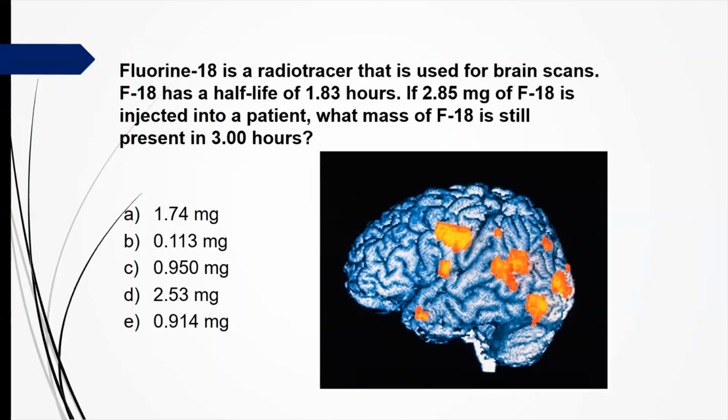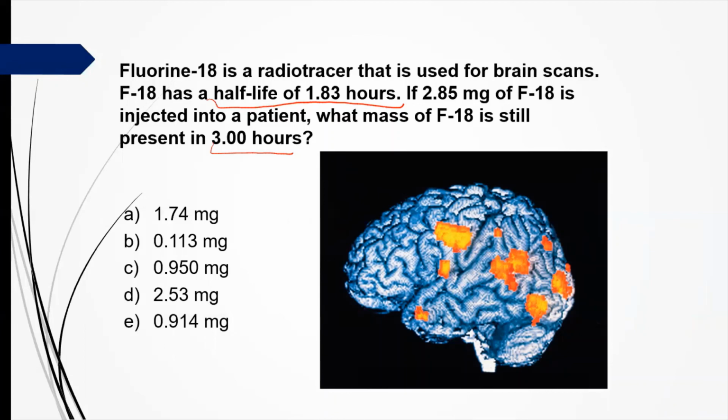And so one example is fluorine-18. Fluorine-18 has a half-life of 1.83 hours. If 2.85 milligrams of fluorine-18 is injected, we want to know what mass of F-18 is going to be present after 3.00 hours. So I'll let you go and work through that.